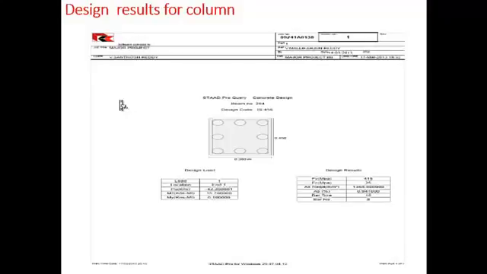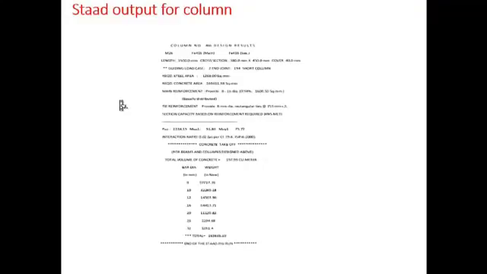Design results for the column, showing the placement of reinforcement, the breadth and width of the column, the bar size, bar diameter, and number of bars required. This is the Staad output for the column. At the end of the Staad analysis, we can get the total volume of concrete and total volume of steel used in the entire model.